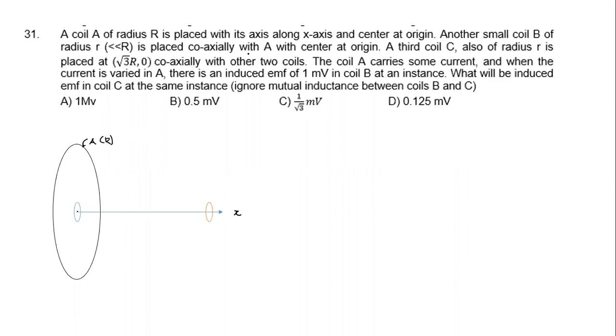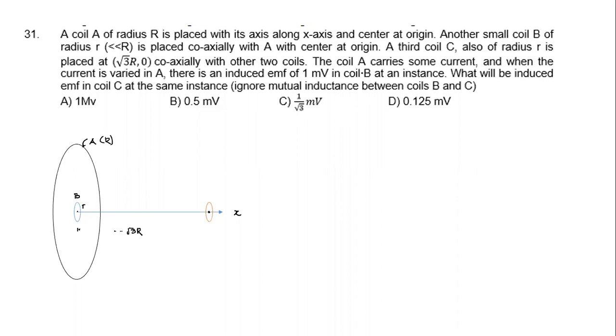And the second coil, another small coil B with a much smaller radius, is placed coaxial with A. This is coil B. Coaxial, so its axis is also along the x-axis, and its radius is much smaller. This radius is small r. And the third coil is placed at a distance here, the x coordinate from here to here. The distance is root 3 R.